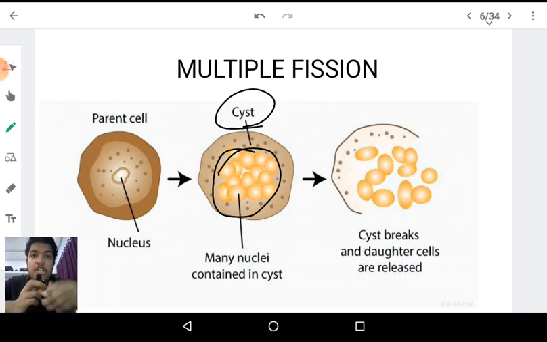In multiple fission, more than one daughter nucleus is formed, and these are going to burst out and release a large number of daughter cells to the surrounding medium when the conditions become favorable. The formation of these many daughter nuclei happens during the unfavorable condition. The cyst is a protective covering that protects this particular parasite from the unfavorable condition.